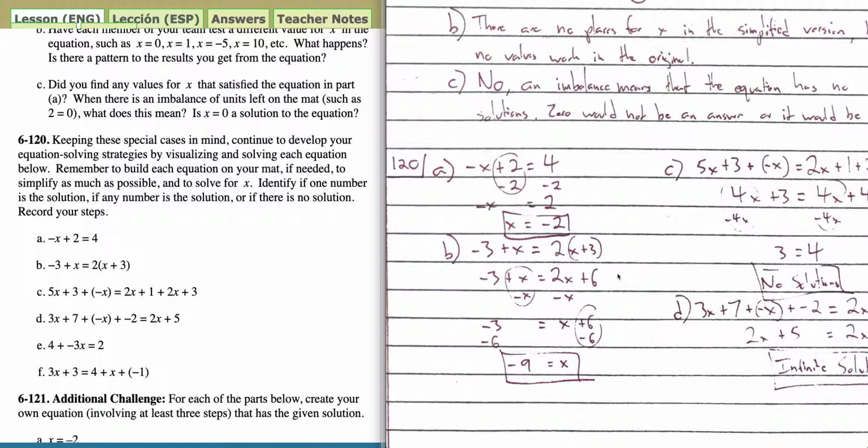B is, this side is already simplified, but this side you need to distribute. So, as Mrs. Paul would say, you do the rainbows.